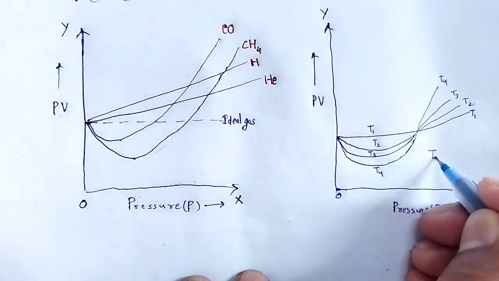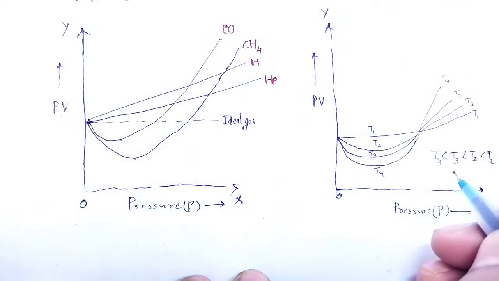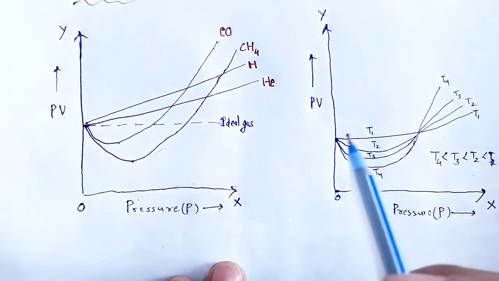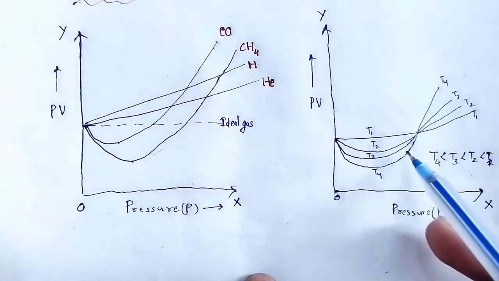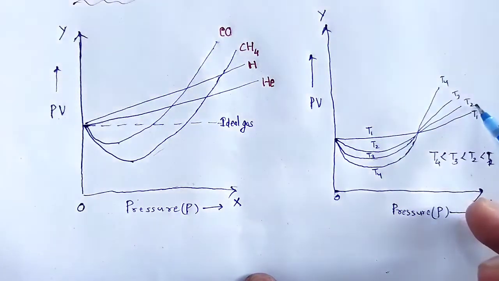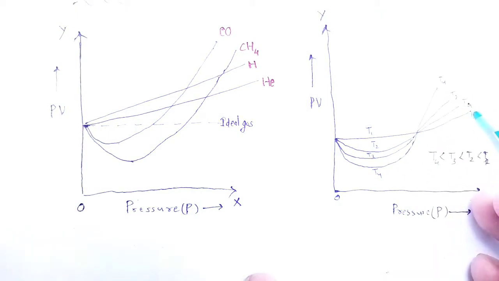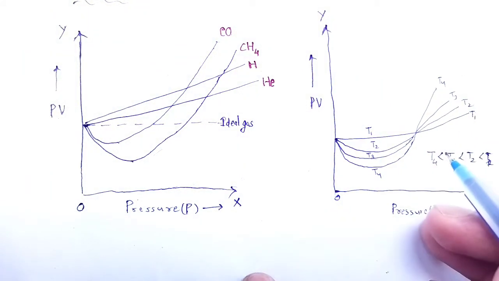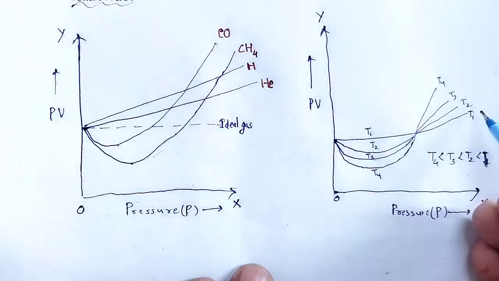Here the order of temperature is T4 less than T3, less than T2, less than T1. We take the graph PV versus P of a real gas at different temperatures. The dip in the curve becomes smaller and smaller as temperature increases. T1 is the highest temperature, and T2, T3, T4 gradually decrease in temperature.